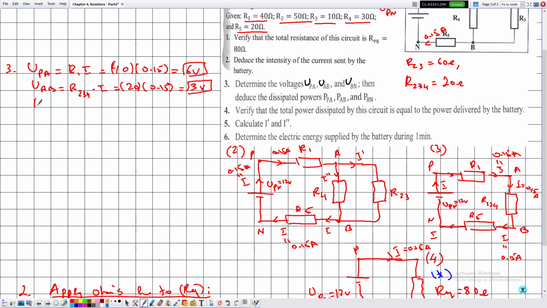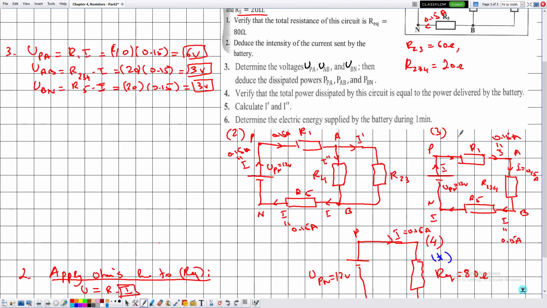And finally, UBN across the resistor R5, traversed by the current I, is equal to... the value of R5 is 20, multiplied by 0.15, and equal to 3 volts. And notice that in this case they sum up to 12 volts. So let me say that UPA is equal to 6 volts, UAB is equal to 3 volts, and UBN is equal to 3 volts.